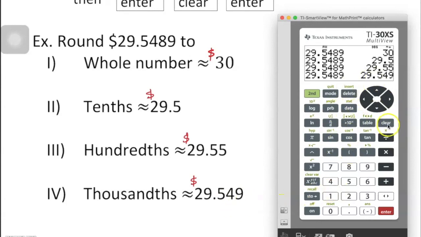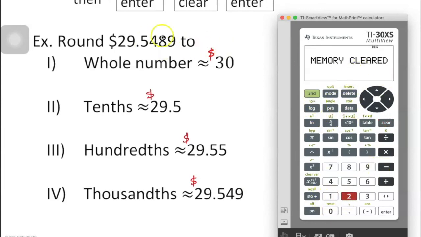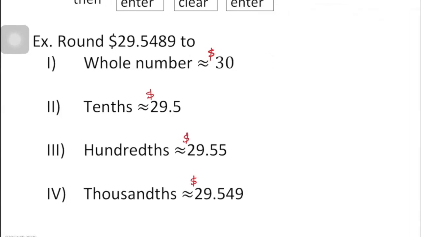Now I said earlier I'm going to show you two different ways. Now I'm going to erase everything. Earlier I typed the number. Now I'm going to ask my calculator: mode, float, 0, enter, clear, enter. Now nothing is there. I ask my calculator to round it for me to the nearest whole number. So I'm going to type this now, 29.5489, enter. Look, just like that. So you can do this or that, it doesn't really matter. So this is how we round through the calculator.